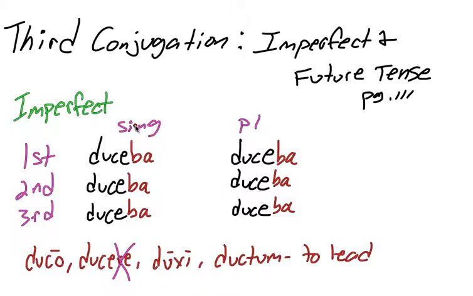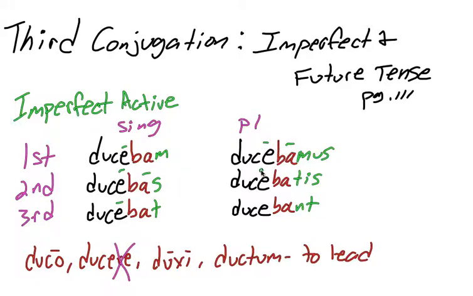And then, since I'm going to conjugate this in the active, I'm going to add the active endings: m, s, t, mus, tis, nt. Okay, so it ends up being ducebam, ducebas, ducebat, ducebamus, ducebatis, and ducebant. So it looks just like a first or second conjugation in that we take off the RE and then we add BA and then the endings.